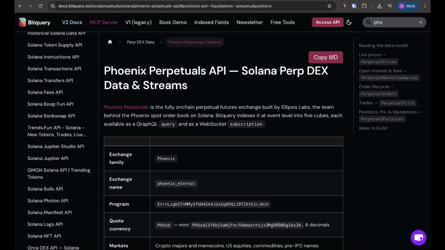Bitquery indexes all of it into 5 data cubes. Today, I'm showing you the two market-level ones, live prices and open interest. Let's dive in.